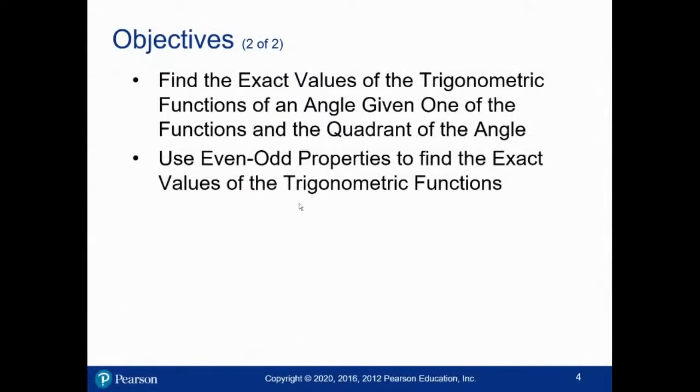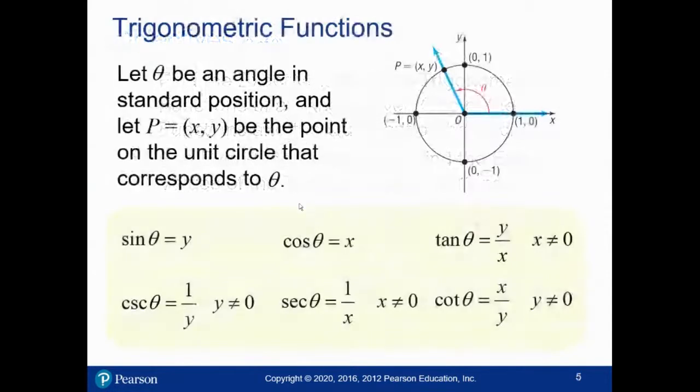We also want to be able to find exact values of trigonometric functions given one, and a quadrant. So for example, a problem will say you have a quadrant 2 angle and the sine of the angle is 1/4, find everything else. And even and odd properties. So let's get into it.